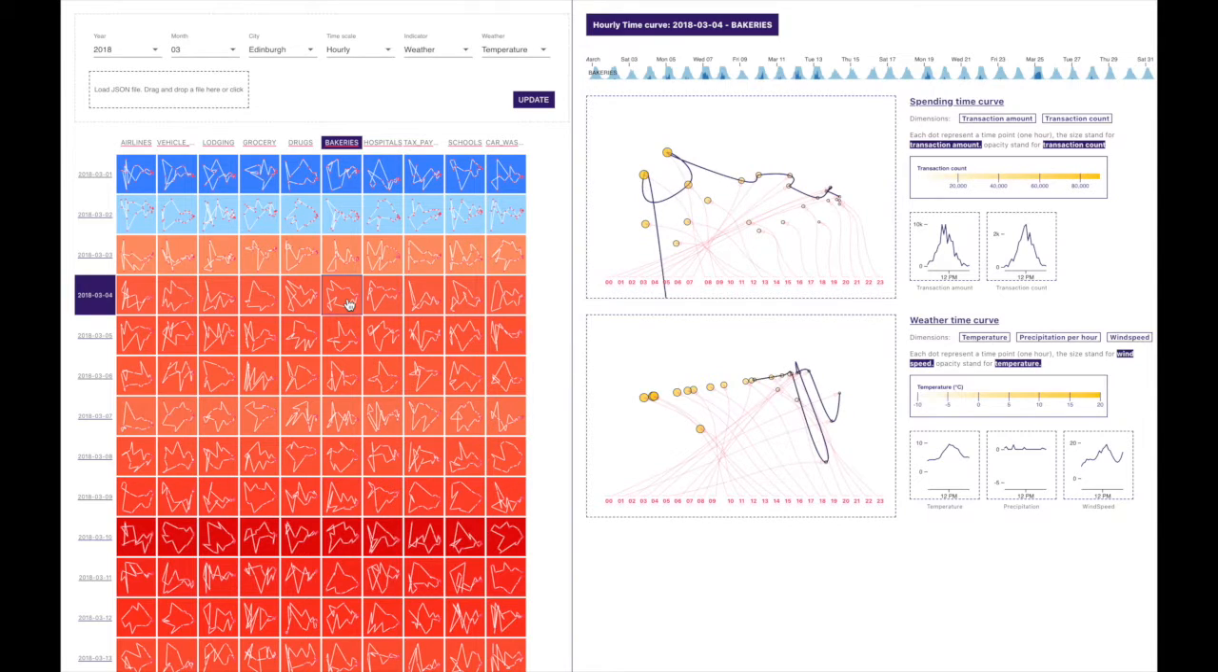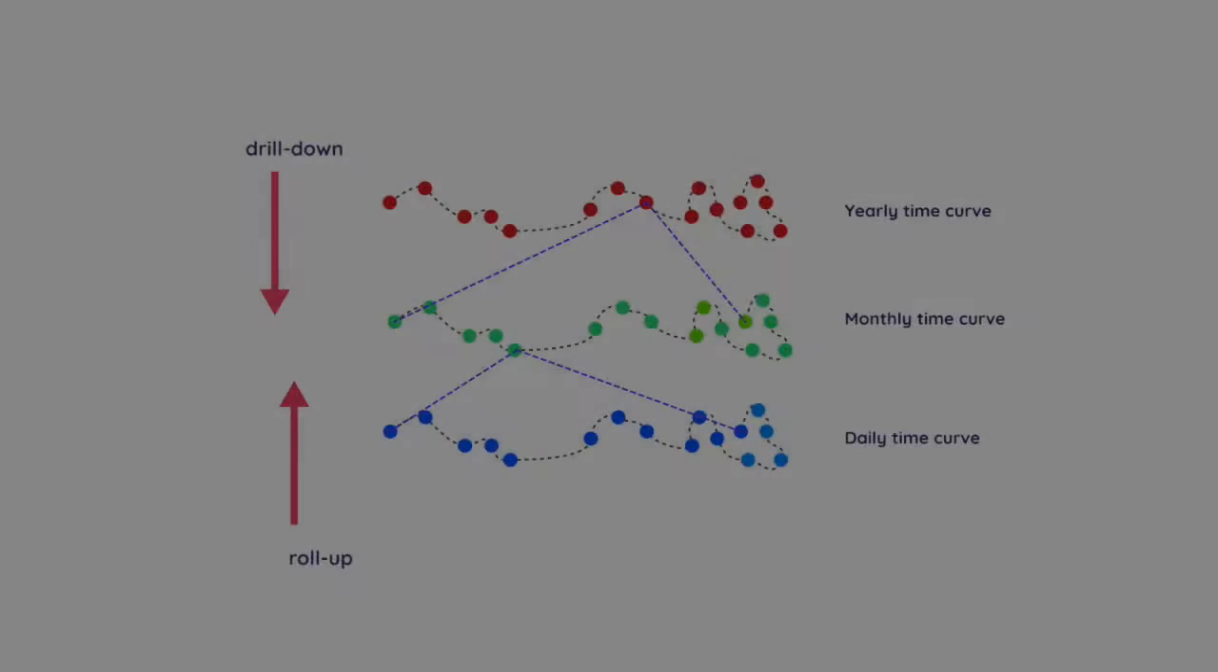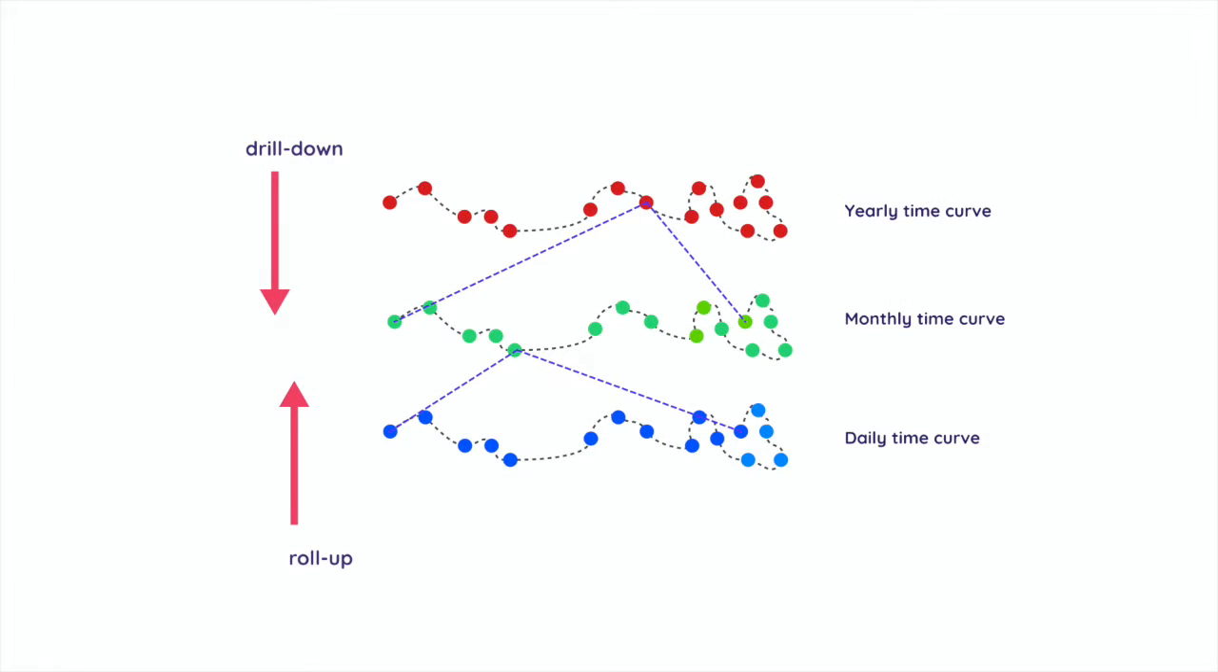We can also change the weather to MCC-related indicators, such as average transaction count and total transaction count. The future work of this tool is to develop different levels of time curves that enable users to do roll-up and drill-down interaction between different time curve levels. In this project, all the transaction data was based on a data simulation process, and the weather data was real-world data collected by IBM. Thanks for watching.